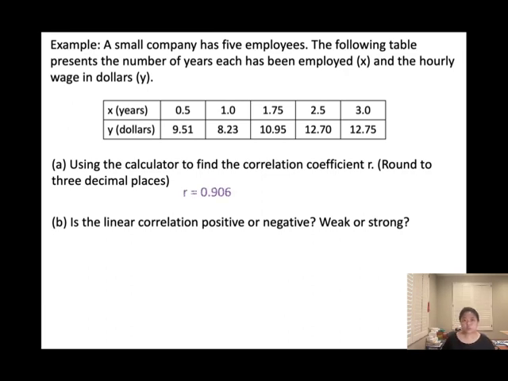Okay, check your work. You're gonna find your R equal to 0.906. Okay, so this is really close to 1. And for the R, this is positive. So even though I don't look at the scatter plot, I could tell this is gonna be a positive and strong linear correlation. Okay, it's better you use your calculator to look at the scatter plot and then check your work.